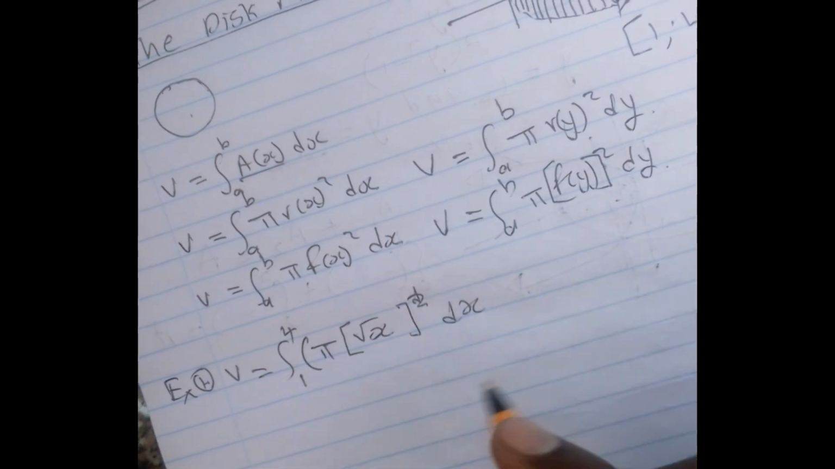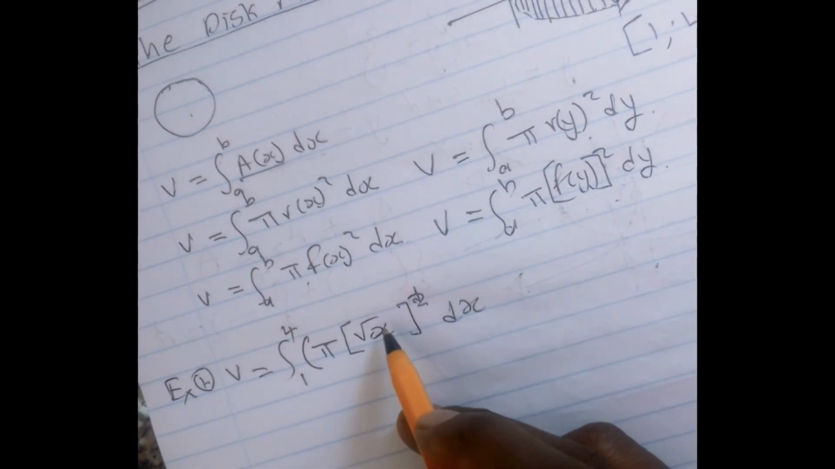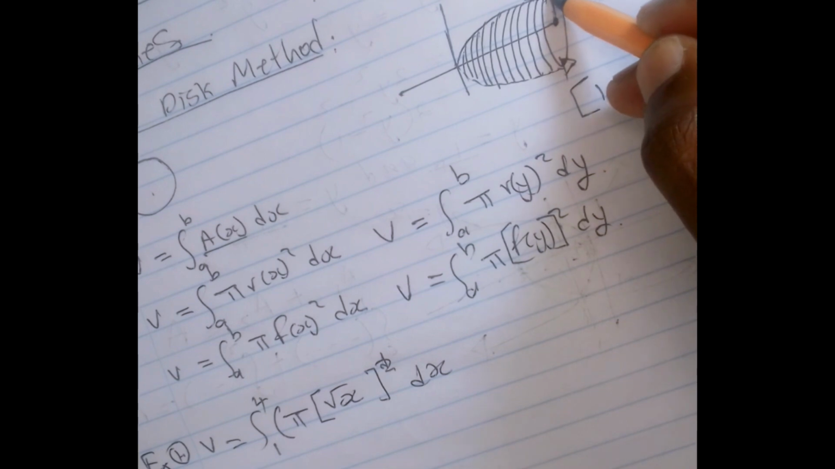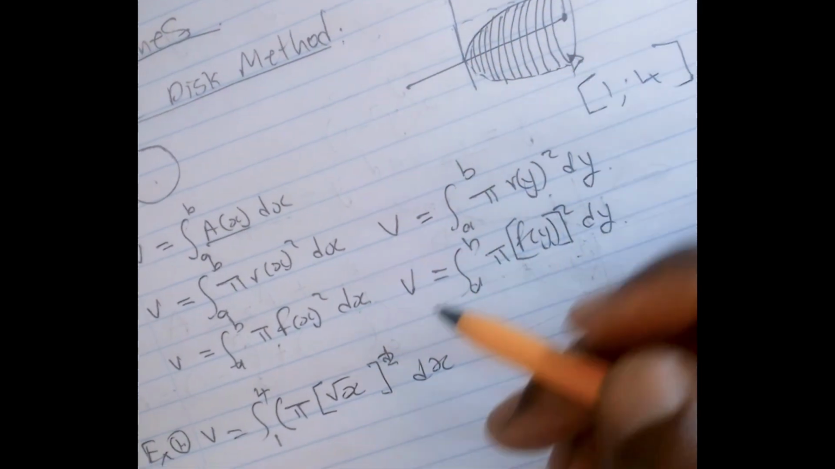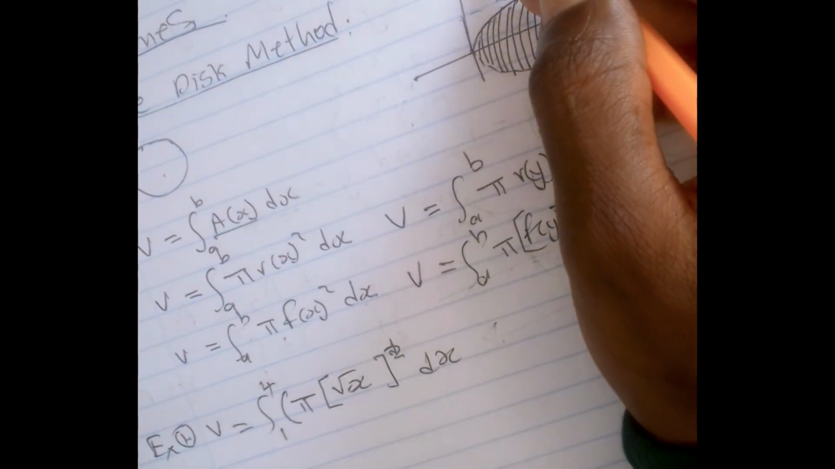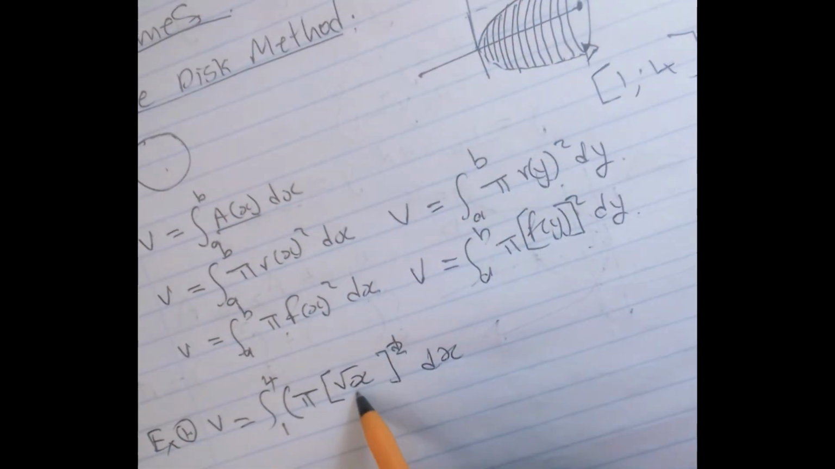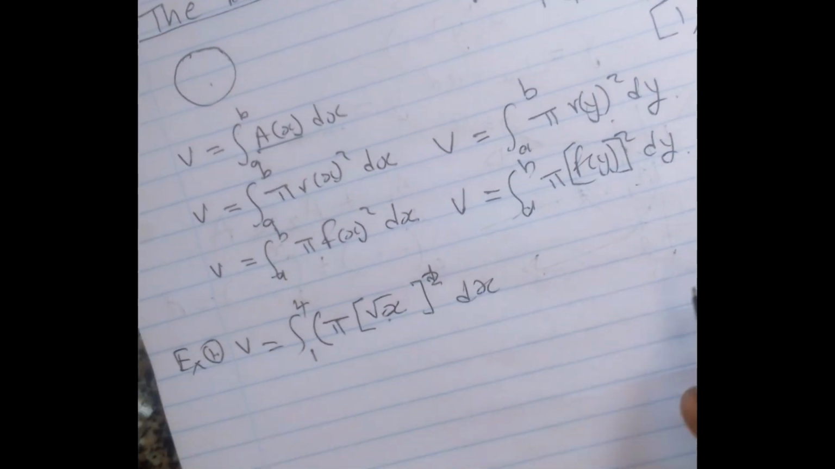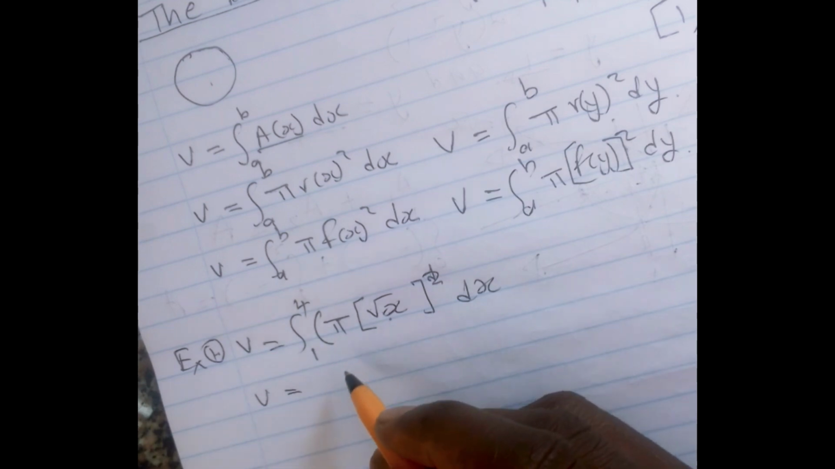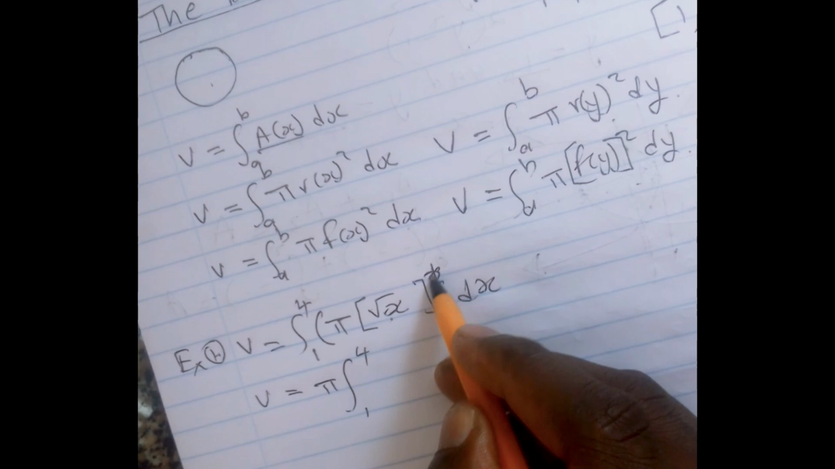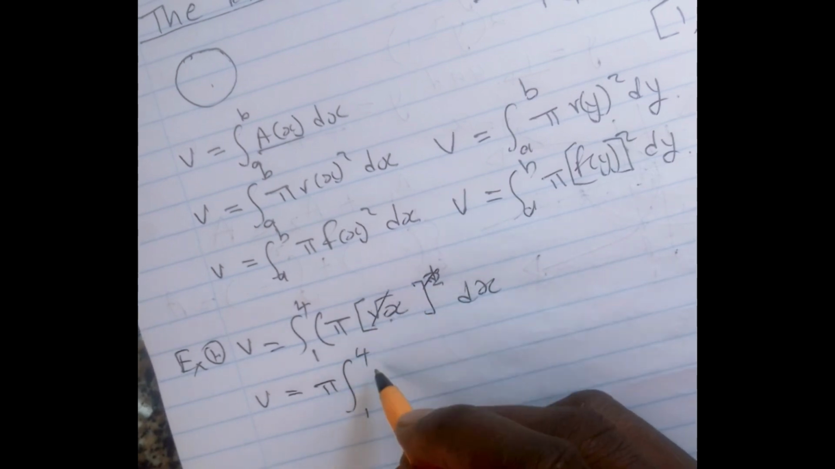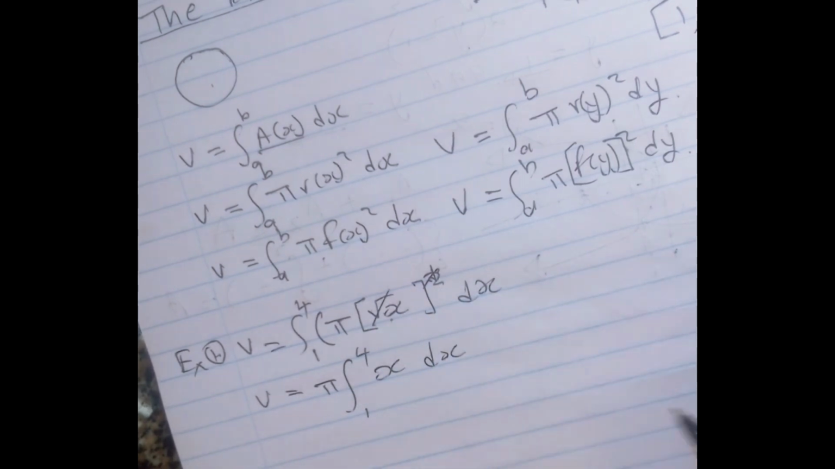I say square root of x because this is your y. When you go from this part to that part, that is your y, so your y in that case is equal to the square root of x. That is why I put the square root of x right here, squared, dx. Then when we carry on, pi is a constant from 1 to 4, and the square and the root cancel out, and we will have x dx. This is pretty clear.